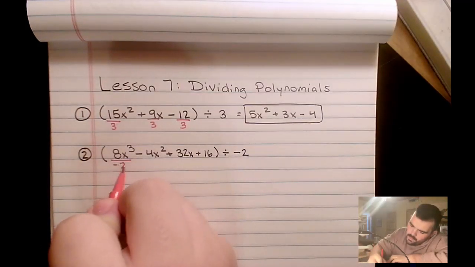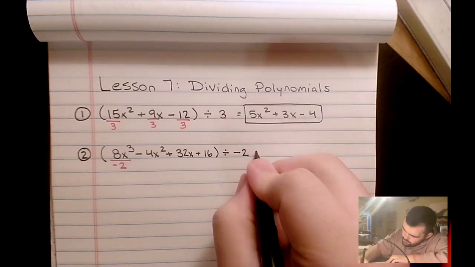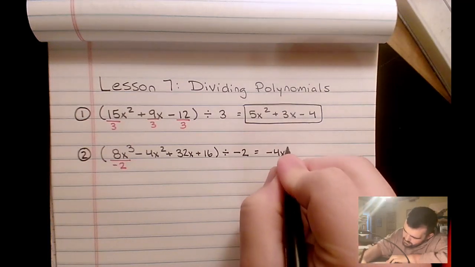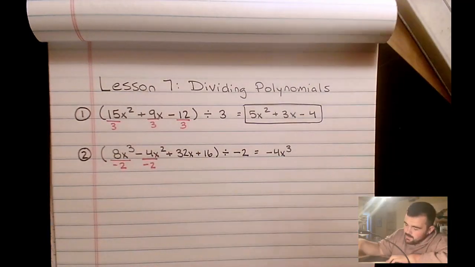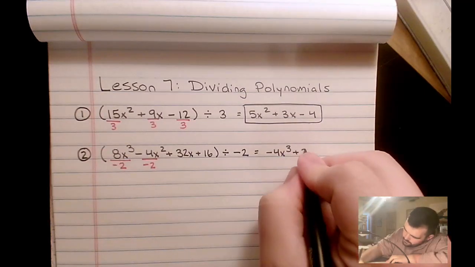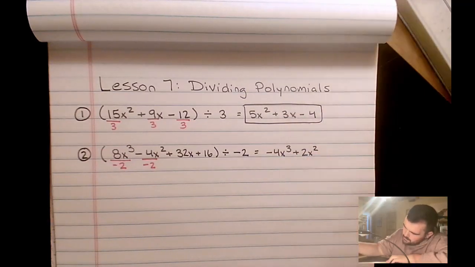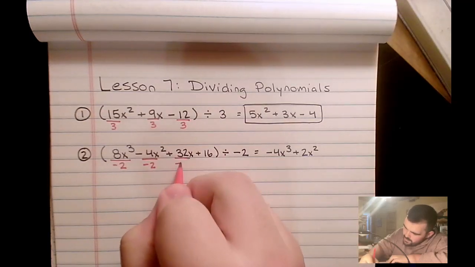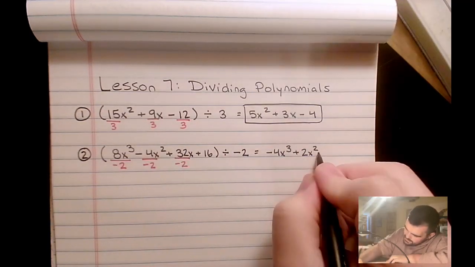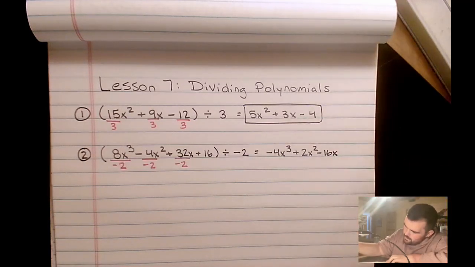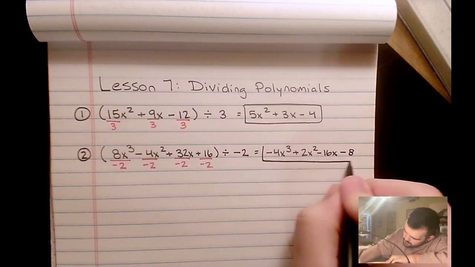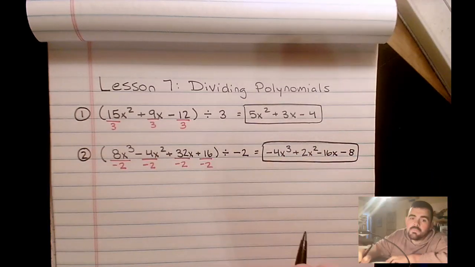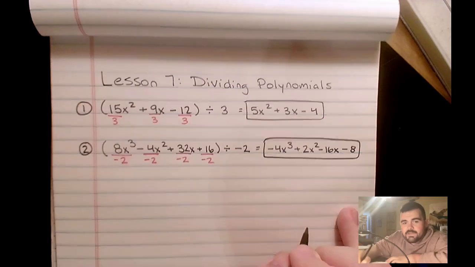Well, 8x cubed divided by negative 2 is going to give me negative 4x cubed. Negative 4 divided by negative 2 is going to give me positive 2x squared. 32 divided by negative 2 is negative 16x. And then 16 divided by negative 2 is going to give me negative 8. So that was 4 terms that we divided all by a negative 2.